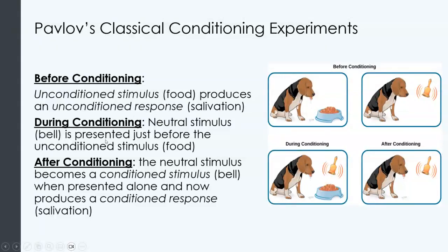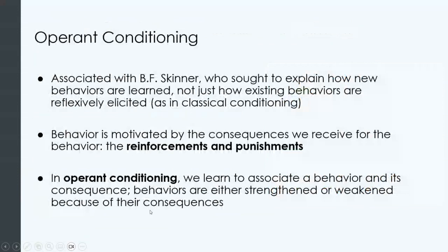But during conditioning, let's say we're trying to condition the dog to start salivating to the bell, then we have to take a neutral stimulus and start pairing it with the unconditioned stimulus. Eventually, the dog will be conditioned. It will learn that the bell no longer is neutral. The bell actually means food. And so when the dog hears the bell in the future, after conditioning, it will lead to a conditioned response, which is the salivation. Now it's a learned response because dogs don't naturally salivate to bells. So that was Pavlov.